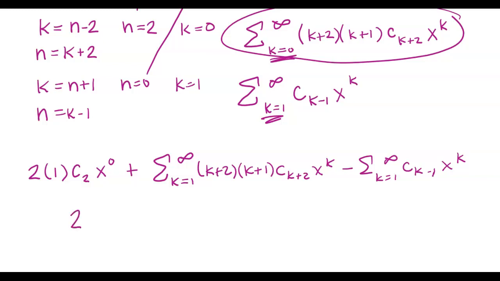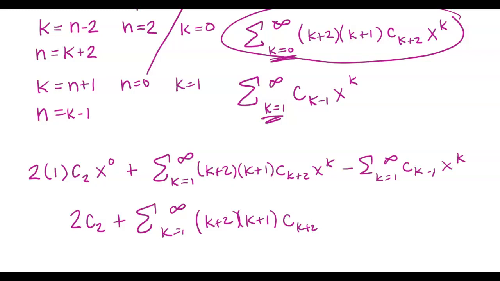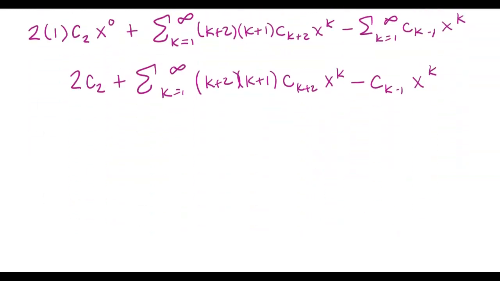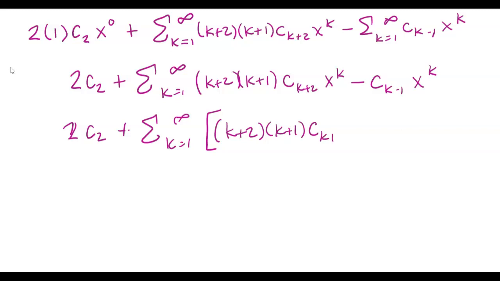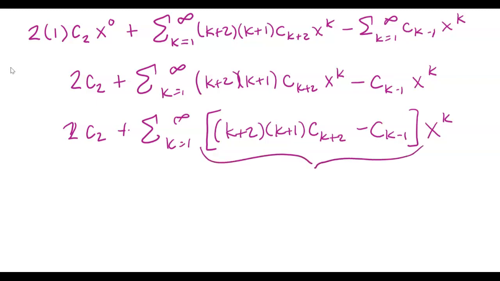Okay, so now I can combine. I end up getting 2C2 plus the series of K plus 2 times K plus 1, C of K plus 2, x to the K, minus C of K minus 1, x to the K. And something that I will need to do on these problems is then factor out an x to the K. So this first term stays here, and then I'm going to subtract out this piece times x to the K. So this now becomes that new coefficient in front of each term here.